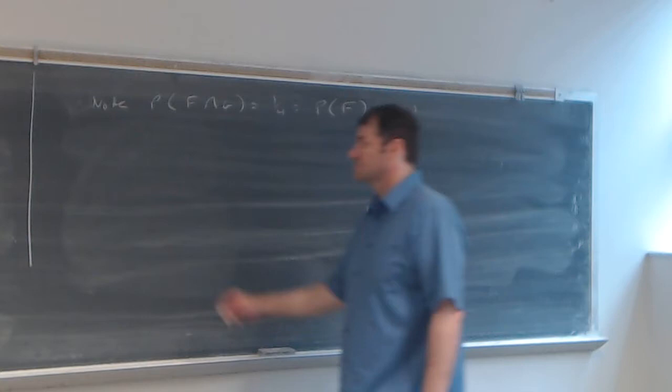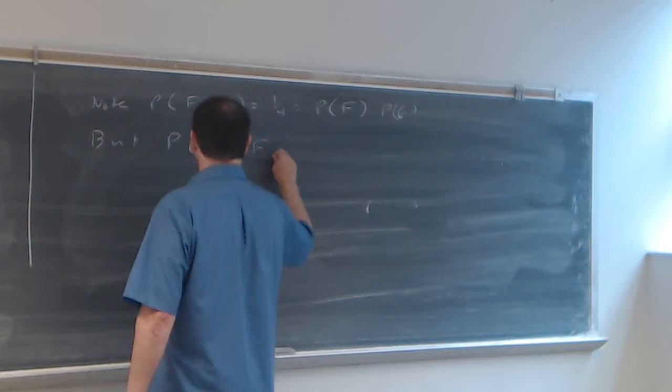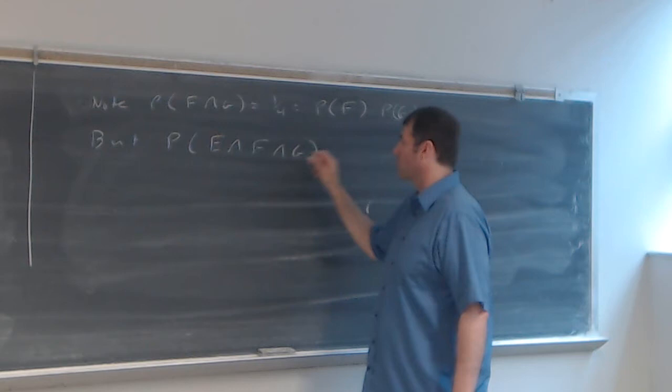But when you take all three, the probability of E intersect F intersect G, well, this is 1 and 2, 1 and 3, 1 and 4. The only thing they have in common is 1.